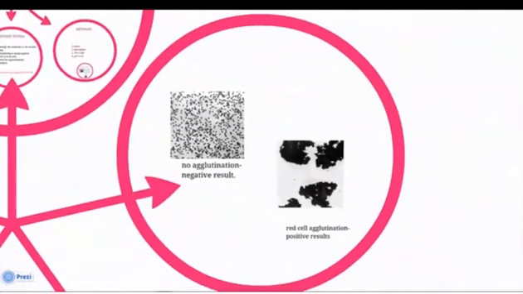So these will be the results. No agglutination is a negative result, and red cell agglutination will produce positive results. We usually see the reaction using our own eyes without the help of a microscope, except for special cases.